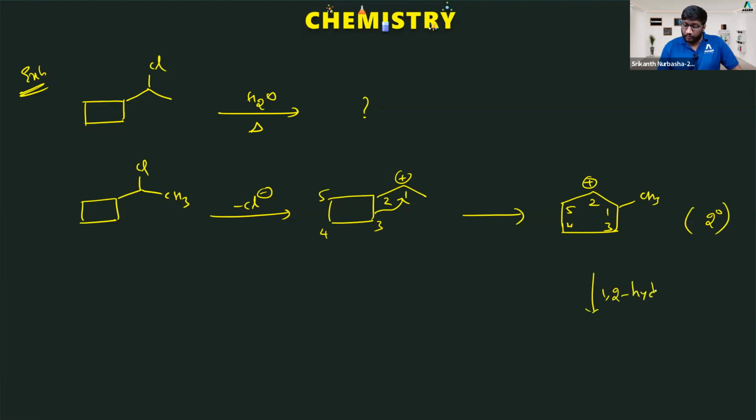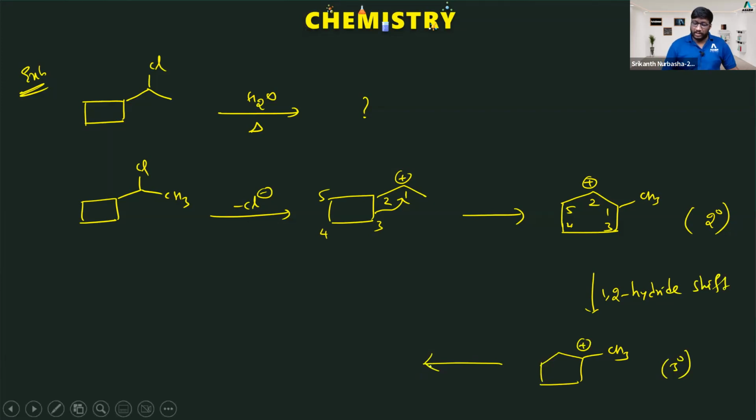You can do a 1, 2 hydride shift. If a 1, 2 hydride shift occurs, you can generate a 3-degree carbocation. 3-degree carbocation is more stable. Now what will happen? Last step.